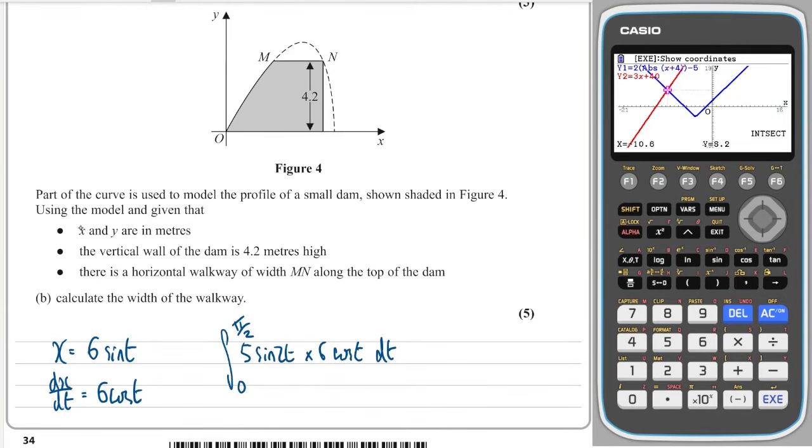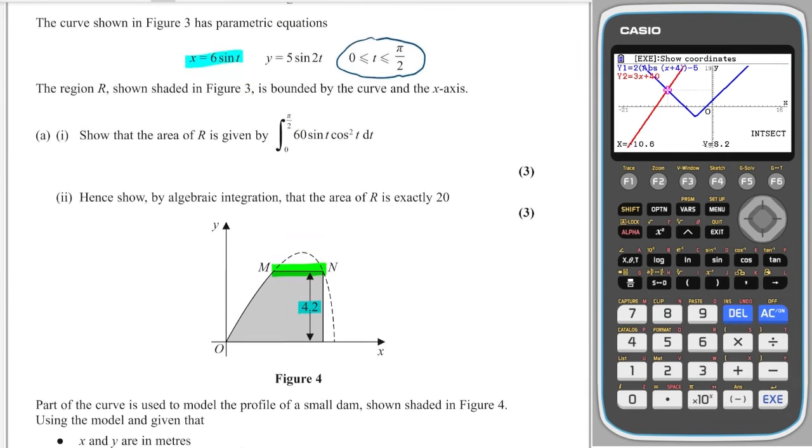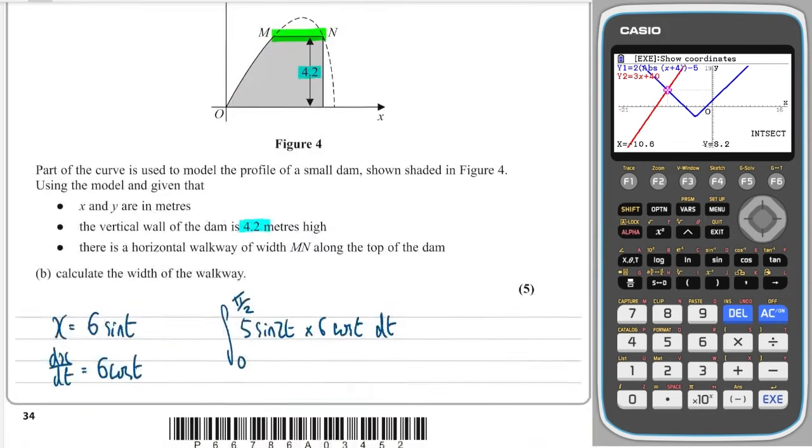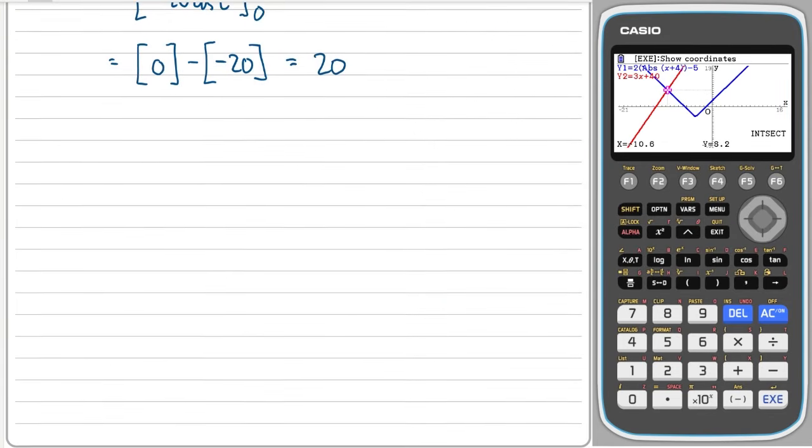Okay, next we have a small dam, modelled, x and y are in meters. The vertical wall of the dam is 4.2 as it says there, and then we've got to work out the horizontal walkways. We've got to work out this distance from there to there. So those are the two coordinates m and n where the y values are 4.2. And we've got a formula for y. It's 5 sine 2t.